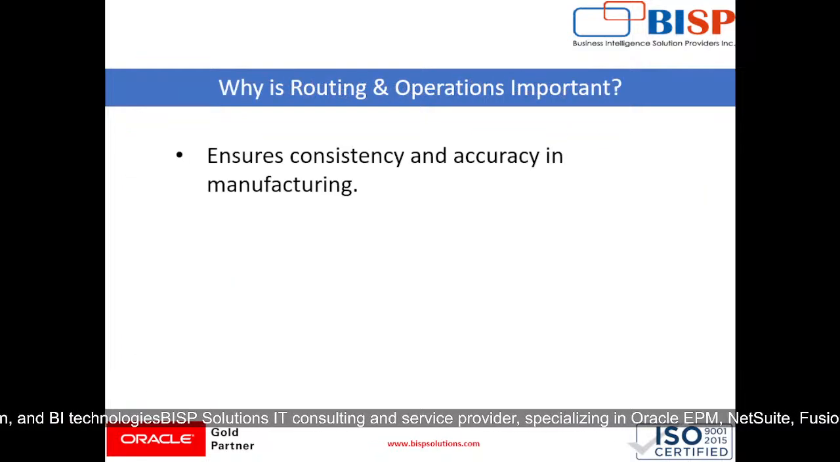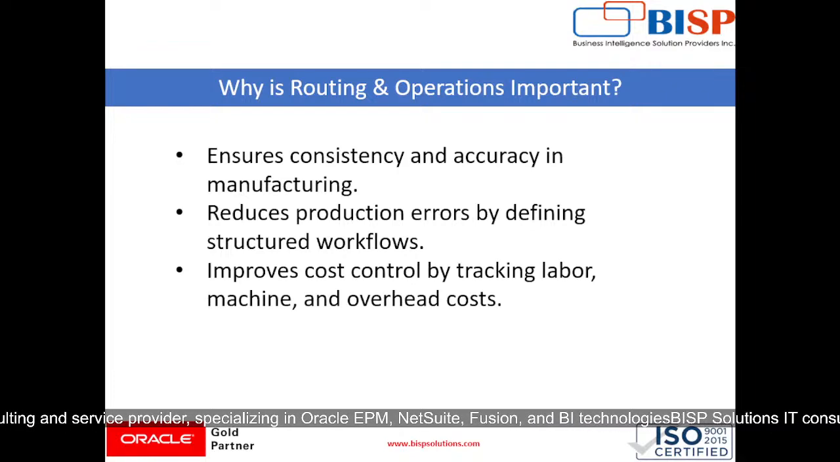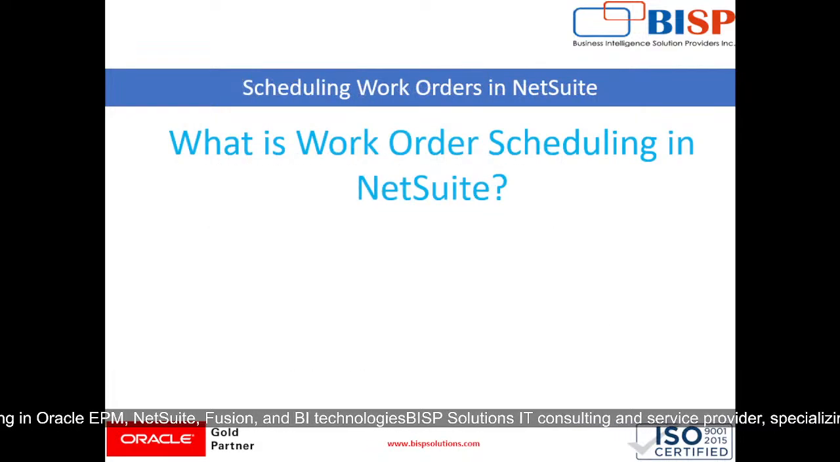So why is routing and operations important? Because it ensures consistency and accuracy in manufacturing, and it reduces production errors by defining structured workflows, and it improves cost control by tracking labor, machine and overhead cost, and it enables real-time visibility and enhances decision making.